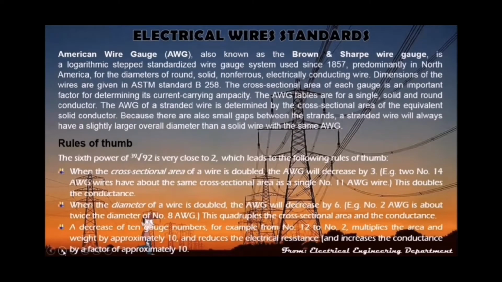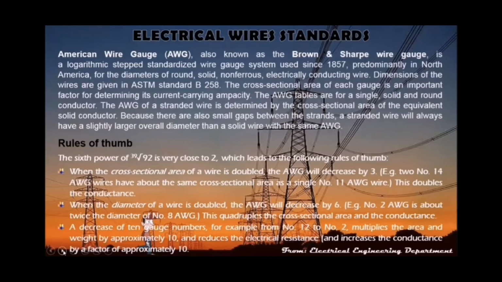Dito na tayo sa electric wire standards. American wire gauge or AWG, also known as the Brown and Sharp wire gauge, is a logarithmic step standardized wire gauge system used since 1857, predominantly in North America for the diameters of round, solid, non-ferrous electricity conducting wire. Dimensions of the wires are given in ASTM standard B258. The cross-sectional area of each gauge is an important factor determining its current carrying capacity. So, yung AWG pala napaka-importante kasi siya yung nagdedetermine ng cross-sectional area at kung ano yung kayang dalhin ng mga wire. Yung wire capacity.